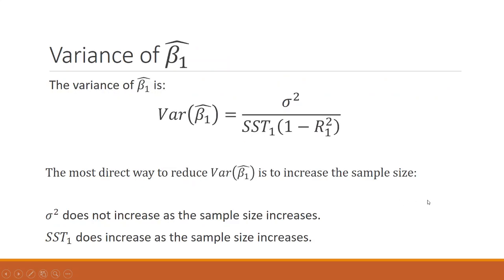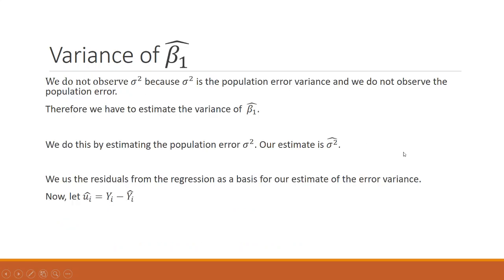Now let's drive this point home by reviewing. Remember the variance of beta 1 hat. The variance of beta 1 hat is a function of the variance of the error term. But we do not observe the variance of the error term, because the variance of the error term is a population measurement. We don't have data on the whole population. So we estimate it using the residuals.